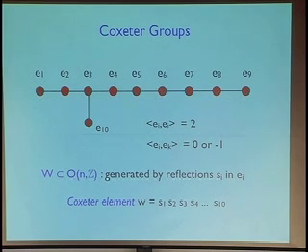That's called the Coxeter element. And it just means you take the reflections through the vectors corresponding to each of these nodes. So I let S_i denote reflection in the plane perpendicular to the ith vector, and you just take the product of those in any order.